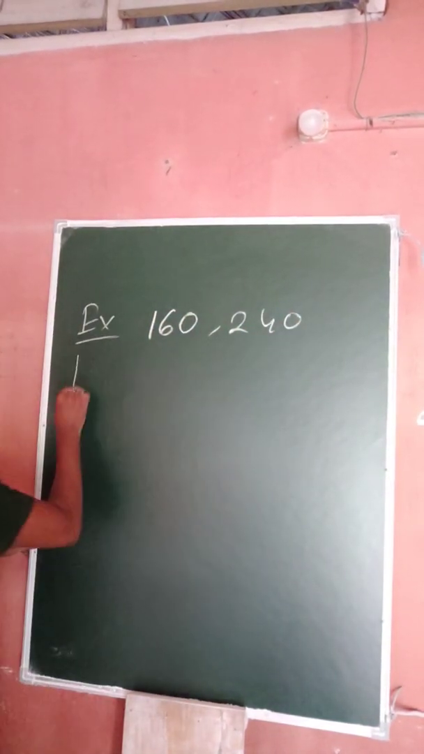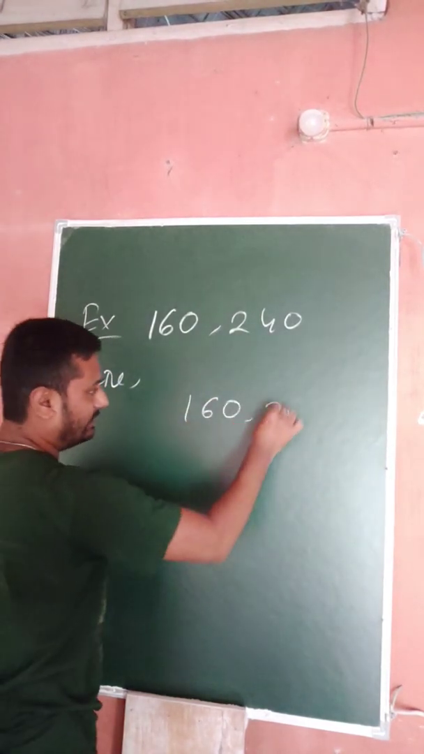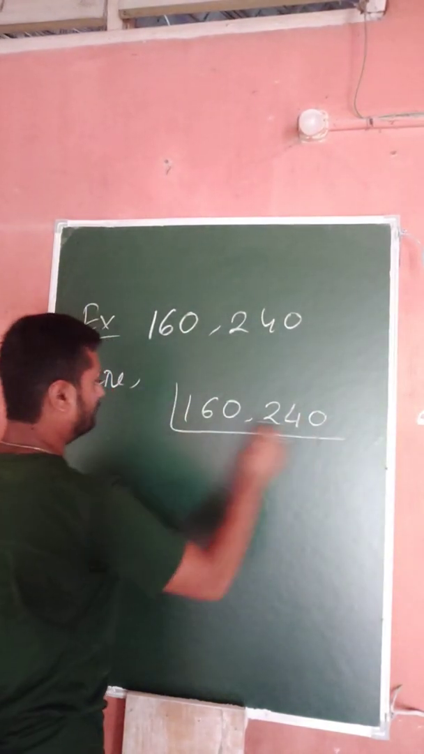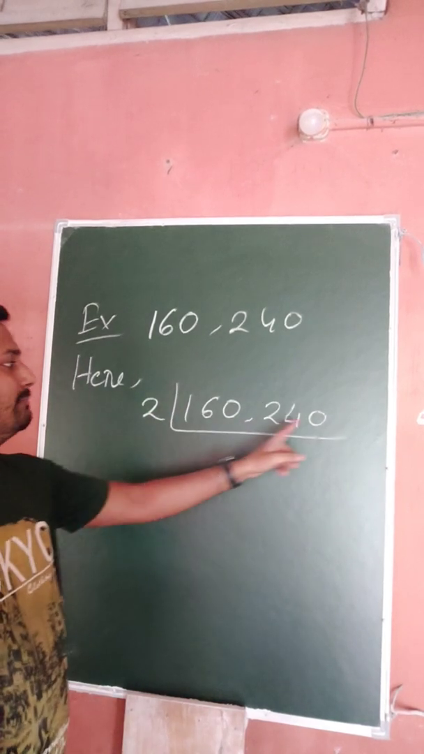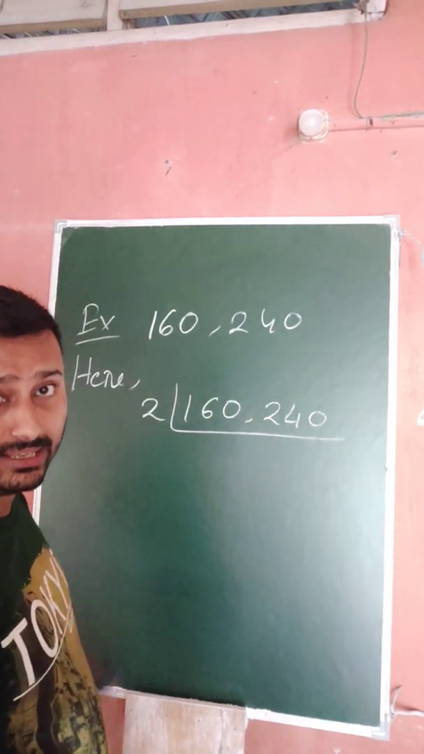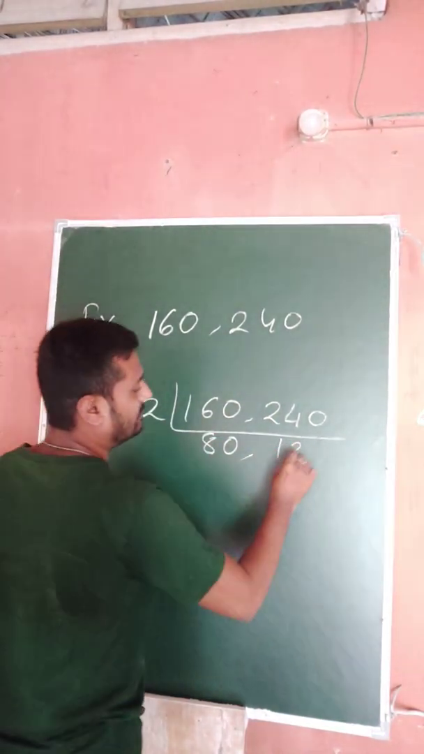Okay. So here you can directly use that method. That means 160 and 240. You just divide by prime numbers. Okay, so first you divide by 2, because both the numbers having 0 in the last digit, unit digit, that means both the numbers are even numbers, so you divide by 2, so it becomes 80, it becomes 120.